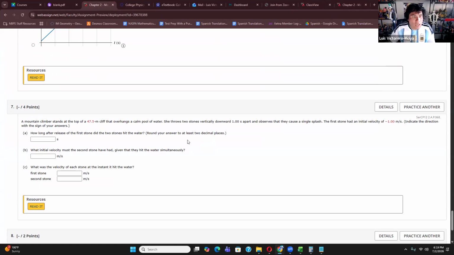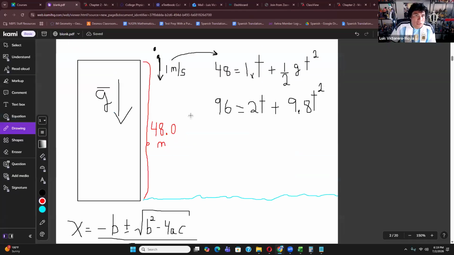Okay. So it's a question from the assignment. I changed some of the numbers. So you have a person throwing 2 stones. The first one at 1 meter per second. The second one at an unknown velocity. Technically negative 1 meter per second.